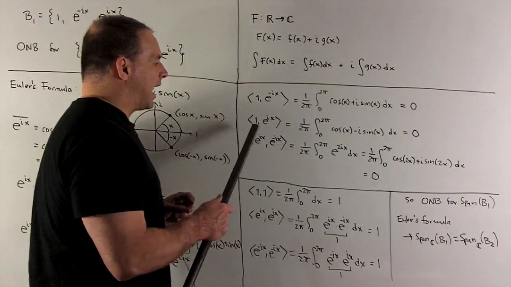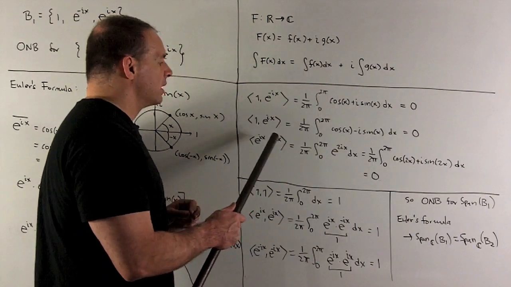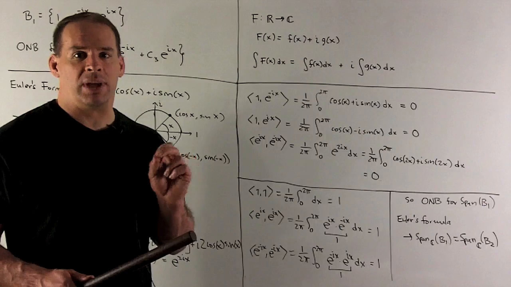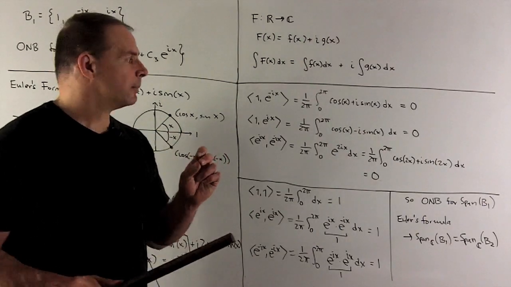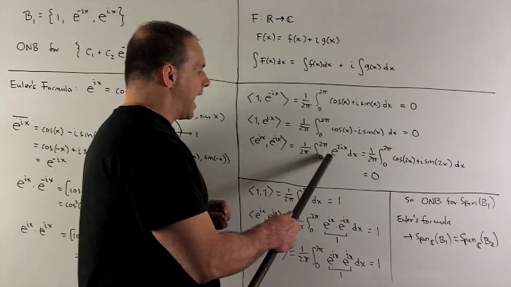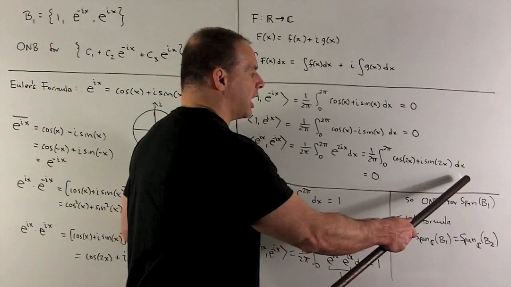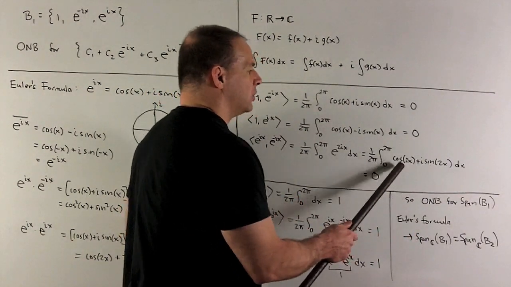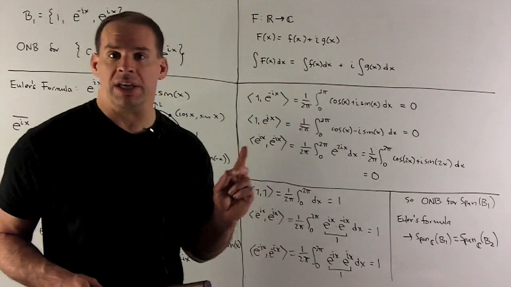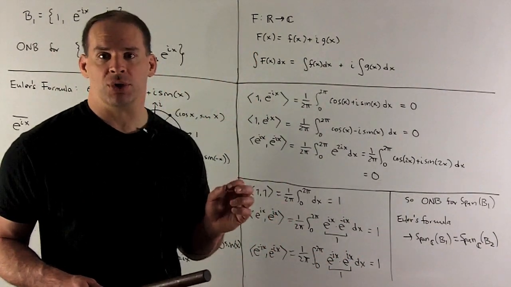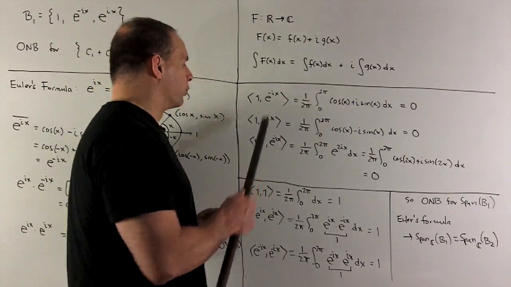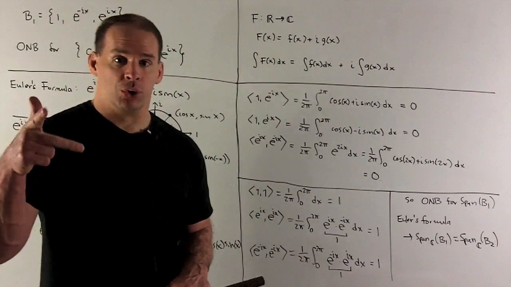Then, if we do e to the ix against e to the minus ix, e to the minus ix becomes e to the ix, and then we get e to the 2ix. That is going to change by our second computation to cosine 2x plus i sine 2x. If we do each of these separately, we'll see that we get 0. Just do a u substitution with u equal to 2x. So our three functions are going to be mutually orthogonal.